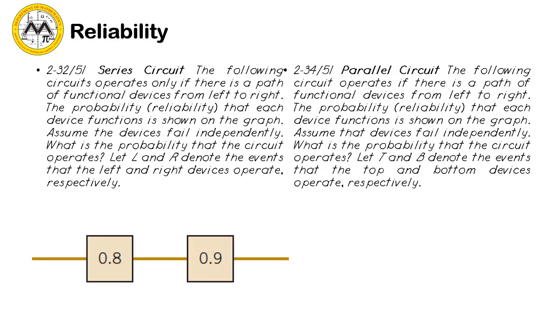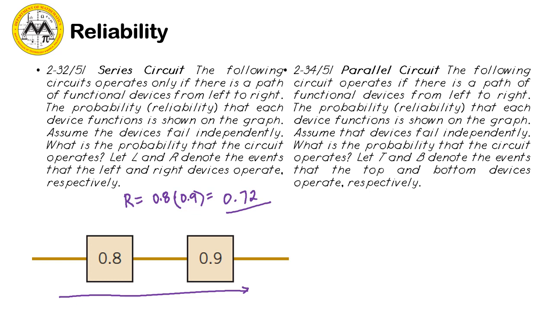So let's have this one. The following circuit operates only if there is a path of functional devices from left to right. The reliability of each of the devices is as shown on the graph. Assume that the devices fail independently. What is the probability that the circuit operates from left to right? Let L and R denote the events that the left and the right devices operate respectively. So the reliability is 0.8 since they are connected in series, times 0.9, equal to 0.72.